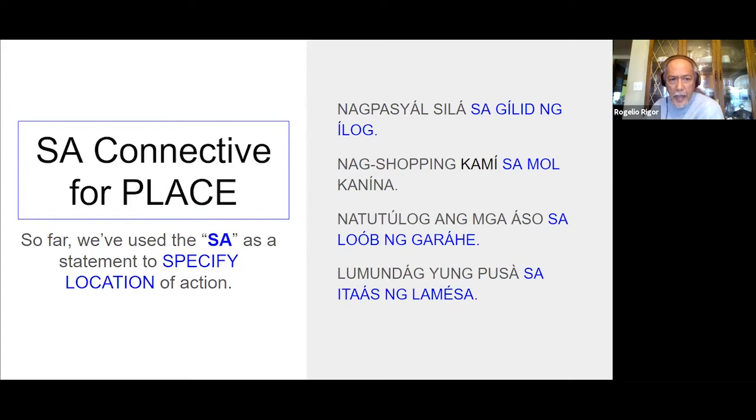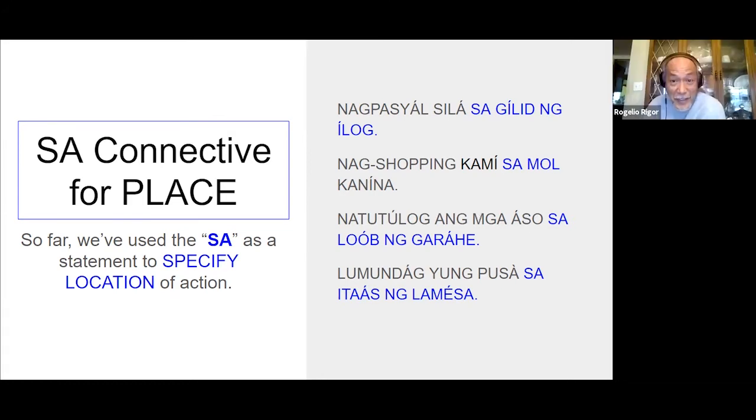So far, we've used the sa as a statement to specify location of action. Every time you say a place, it's always a sa, right? The position and a place. Nagpasyal sila sa gilid ng ilog. Sa gilid is on the side of the river. Nag-shopping kami sa mall, right? Kanina. So we look at this. This is where I start using some subject. Natutulog ang mga aso. Are you familiar with the word aso? Do you know what that means? Do you have an aso? Dog, no.